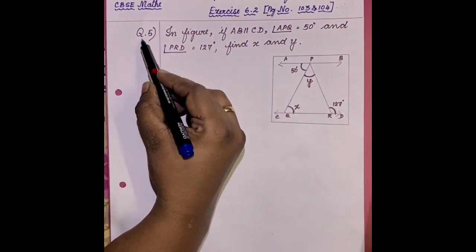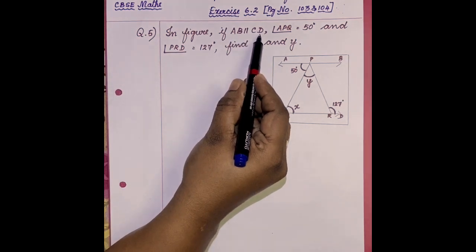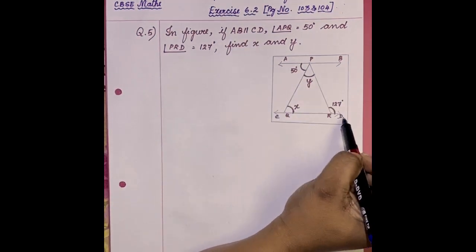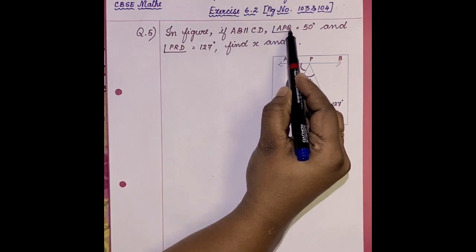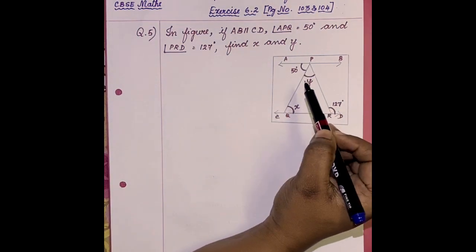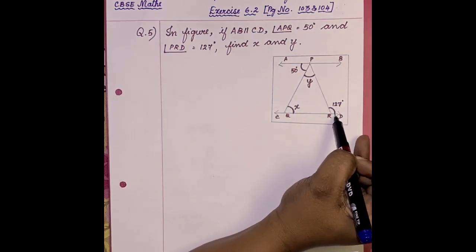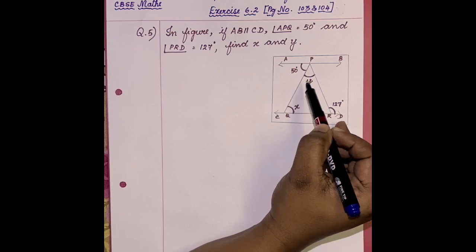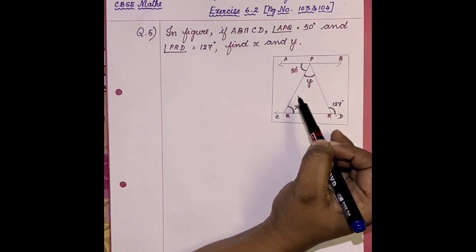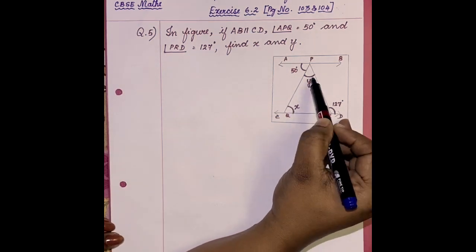Okay. Now question 5. In the figure, AB is parallel to CD. So here AB and CD are parallel lines. APQ, so this is point P. APQ is 50 degrees and PRD is 127 degrees. Find x and y. So it's again going to be a very simple problem. Just two variables, x and y.